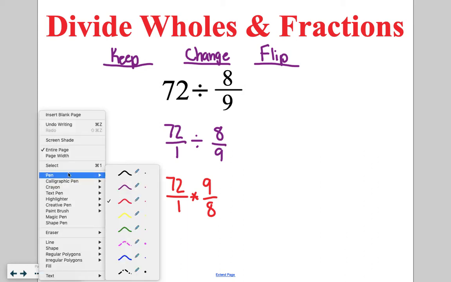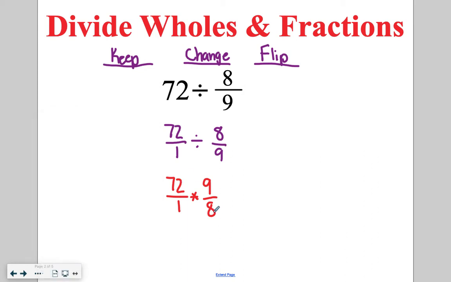Then I look, can I cross reduce 72 and 8? Yes, I can. I can divide both by 8. 72 divided by 8 is 9. 8 divided by 8 is 1. Then, can I reduce 9 and 1? No, I cannot. So now I multiply. What is 9 times 9? 81. What is 1 times 1? 1. When I reduce, I get a final answer of 81. So 72 divided by 8/9 is 81.